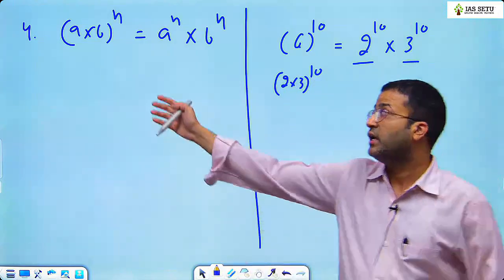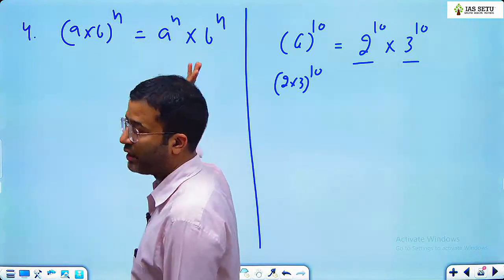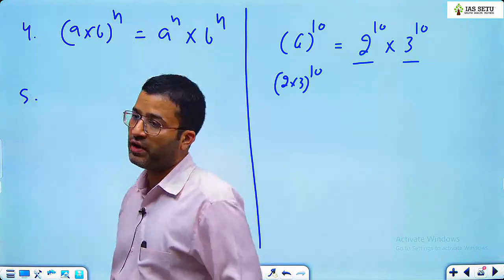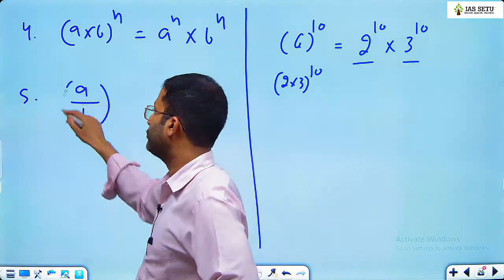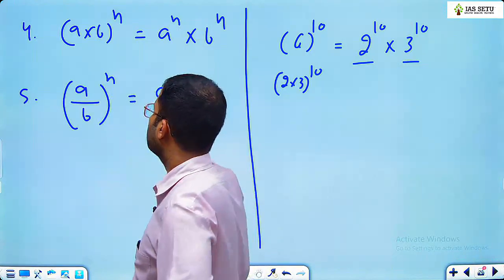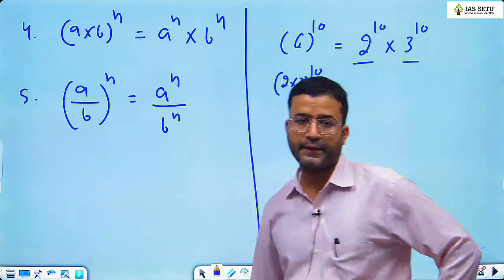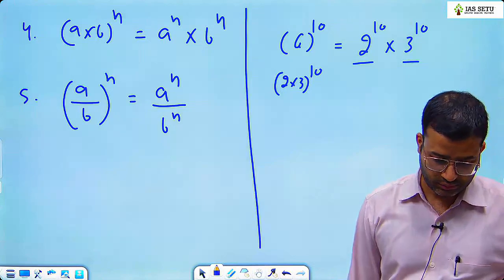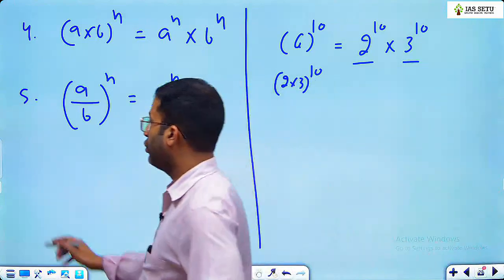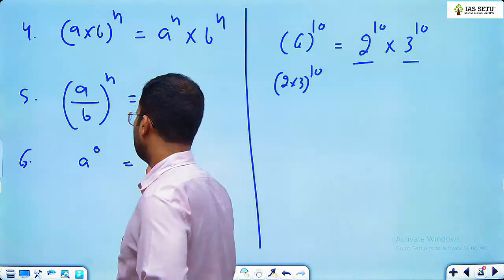You write a into b is to power n is equal to a is to power n into b is to power n. Rule number 5. A upon b is to power n. It is a is to power n upon b is to power n. Rule number 6. A is to power 0 is 1.